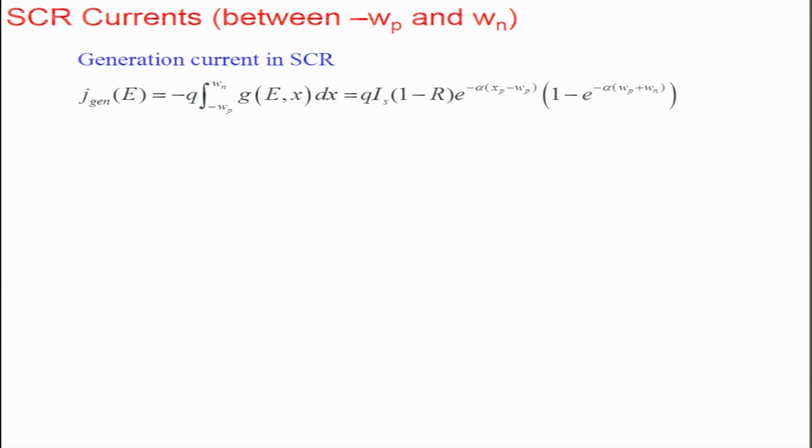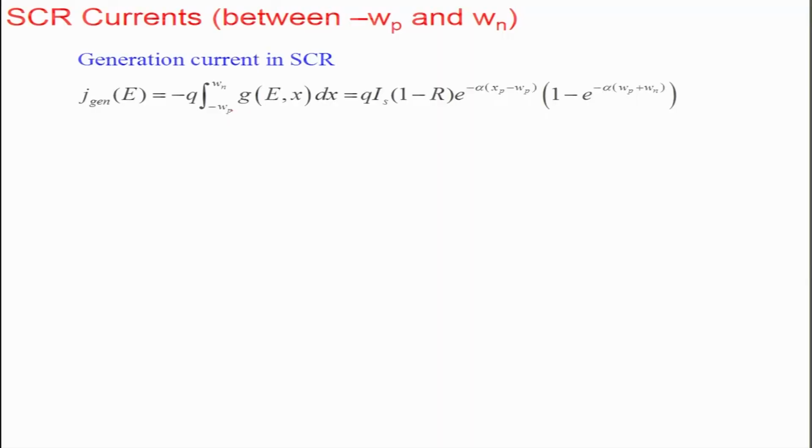So, the generation current in the space charge region, J_gen(E), we define as equal to minus Q integrated from minus Wp to plus Wn. First you look at the generation current, because in the space charge region you will have generation as well as recombination. So the generation current is basically the integration of G(E) dx over minus Wp to plus Wn, and this turns out to be like this.